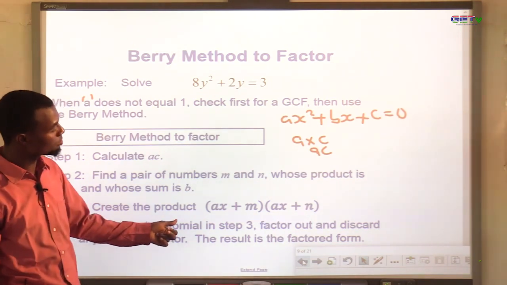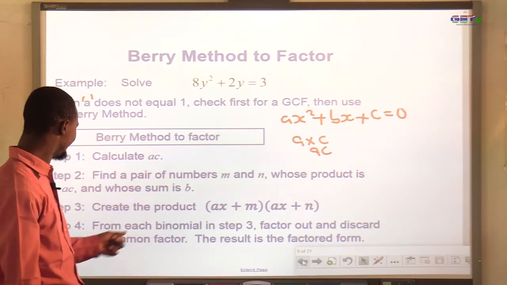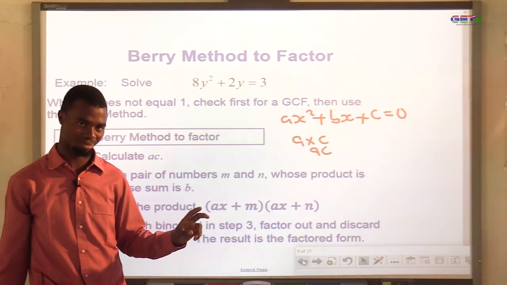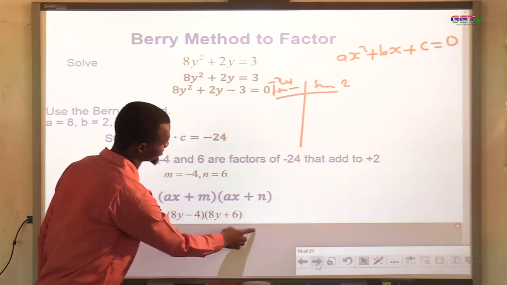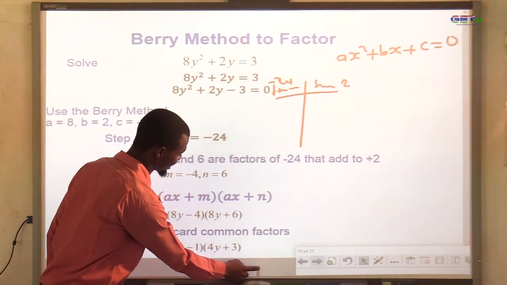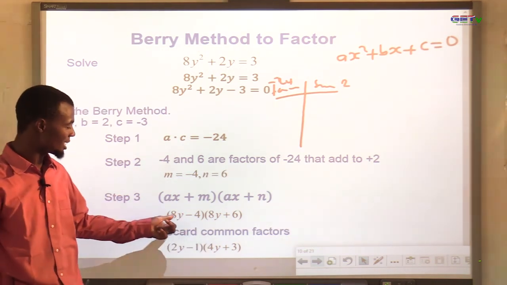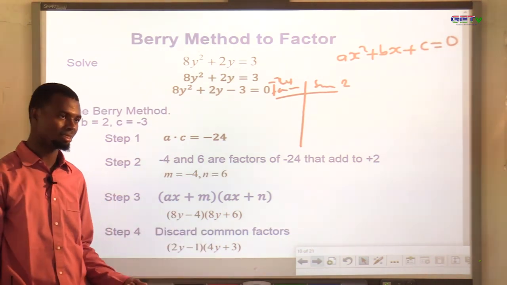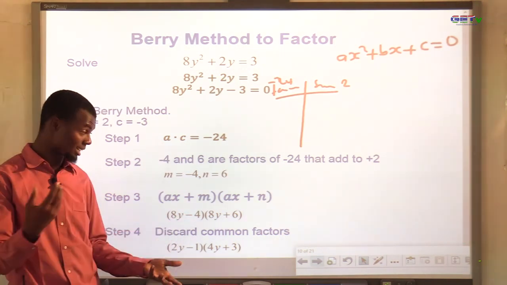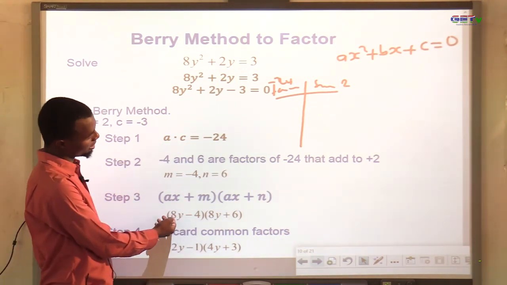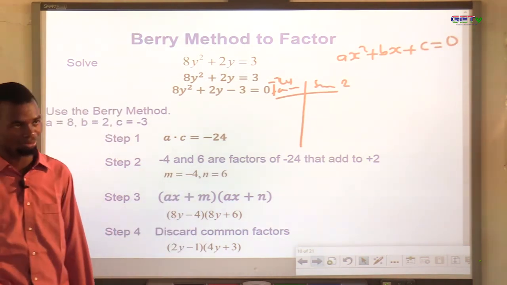From each binomial in step 3, factor out and discard any common factor. Let's look at that. Discard common factors. Do we have common factors, 8 and 4? We have. What are the common factors? We discard them. A factor is a number that can go into 8 without a remainder, and a number that can go into -4 without a remainder.